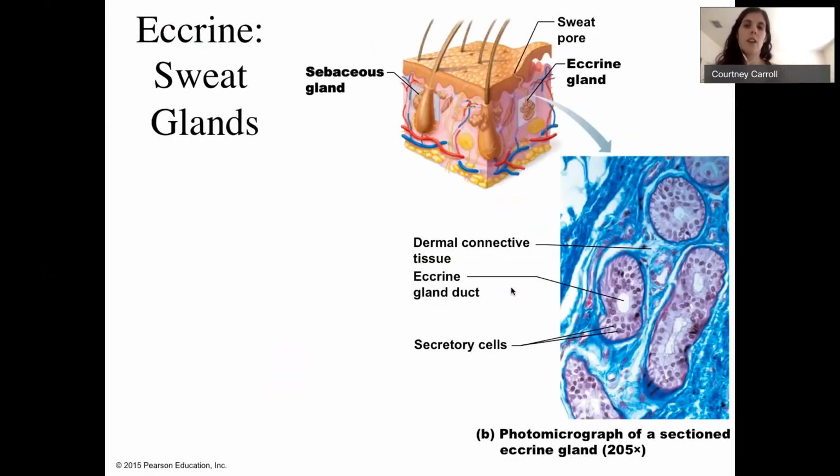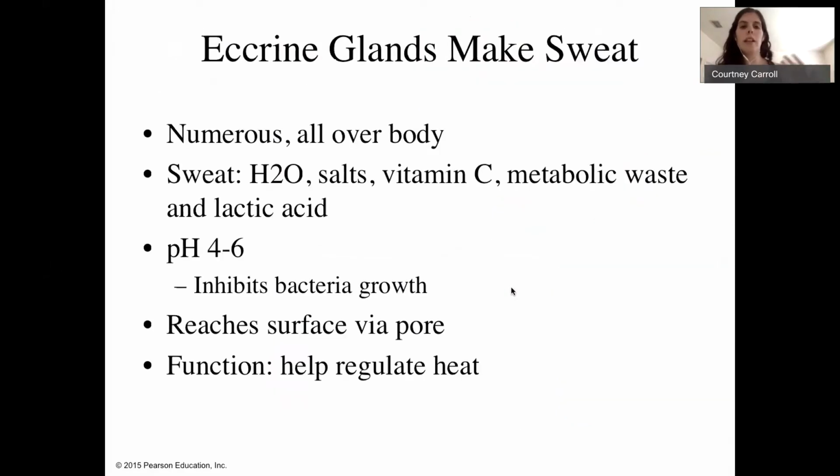Our eccrine glands are sweat glands, and these are numerous all over your body. Sweat is a mixture of water, salt, vitamin C, uric waste, as well as lactic acid. And it's got an acidic pH, a pH of 4 to 6, to help inhibit bacterial growth on your skin. It's released via a pore to your surface, and it also helps regulate heat. When you get hot, you're going to sweat, and the evaporation of that sweat is going to cool you down.